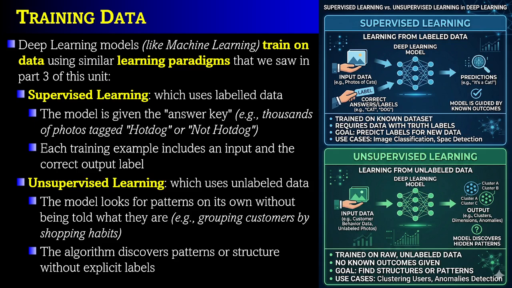And then it also trains on unsupervised learning, which uses unlabeled data. That model looks for patterns on its own without being told what the label is. So it now groups, for example, customers by their shopping habits. This algorithm will discover patterns or structures without the labels in place.